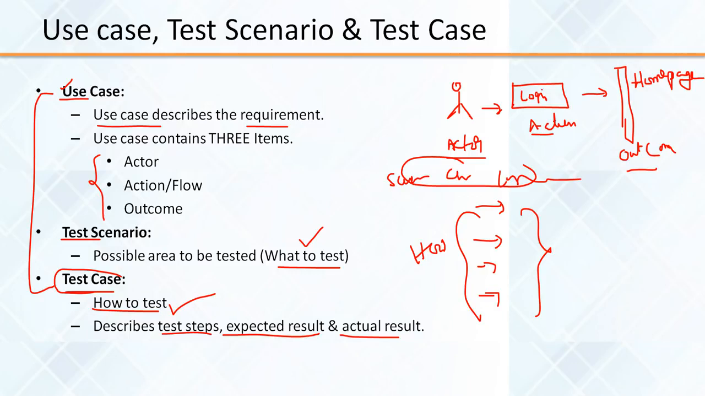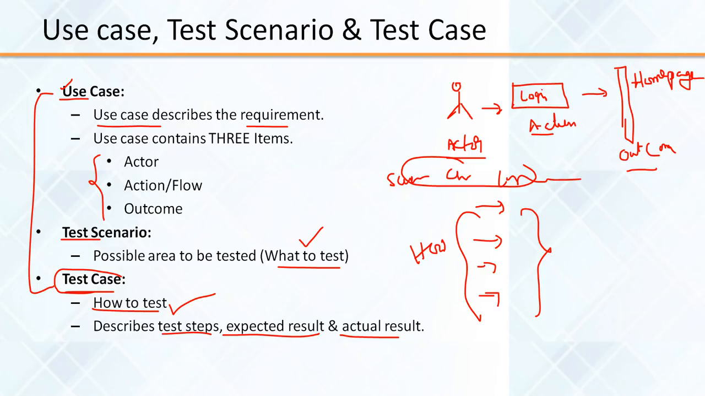Okay, so one use case can contain multiple test scenarios. Similarly, one test scenario can contain multiple test cases. That is up to the use case complexity. Okay, so is it clear, Deepa? Use case, test scenario, and test case. These are the three important things we need to understand. A use case is a part of the requirement. It describes the requirement and contains actor, action, and outcome. A test scenario is a possible area at a high level: what are the different areas we need to test, what to test. And a test case has the more detailed steps: how to test.